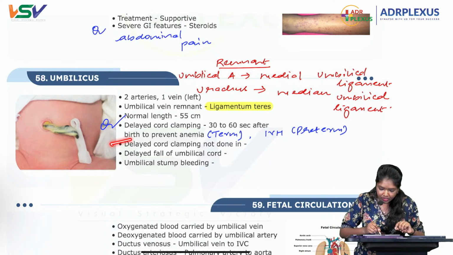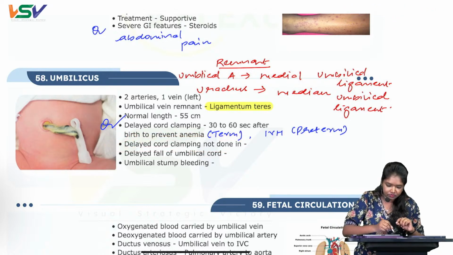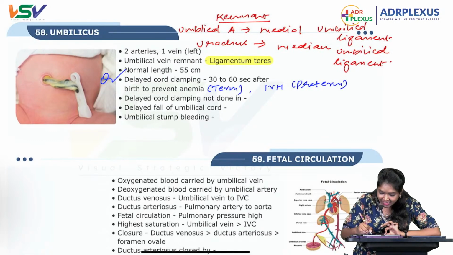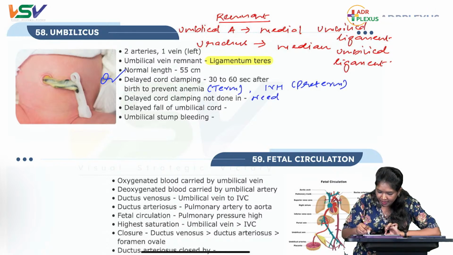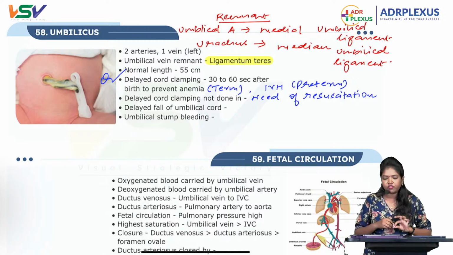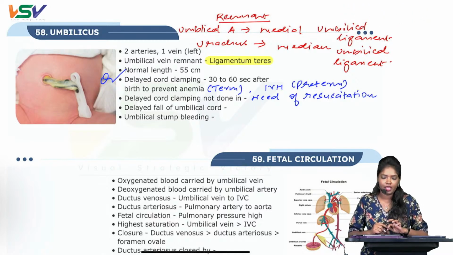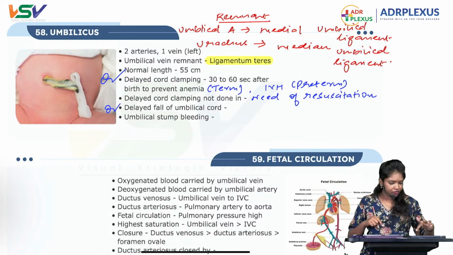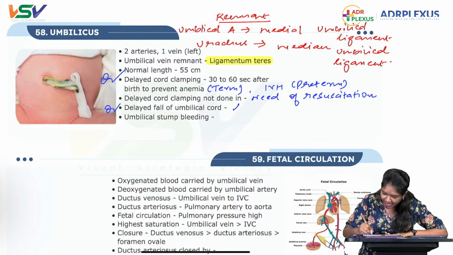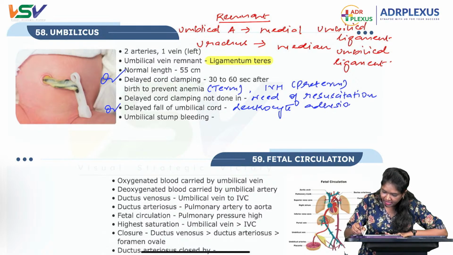But where will you not do delayed cord clamping? It is not done in babies needing resuscitation. That time you will not practice delayed cord clamping. Delayed fall of the umbilical cord, which condition will you see it in? MCQ. Yes, leukocyte adhesion defects. Very good. Leukocyte adhesion defect.